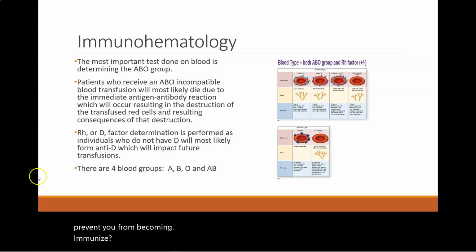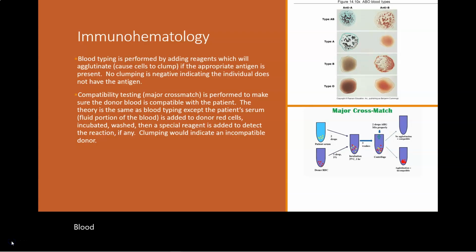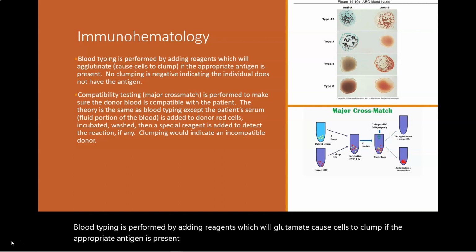There are 4 blood groups: A, B, O, and AB. AB is the least common, and A and O are the most common. Blood typing is performed by adding reagents which will agglutinate, or cause cells to clump, if the appropriate antigen is present. No clumping is negative, and it looks smooth and silky, and this indicates the individual does not have the antigen.